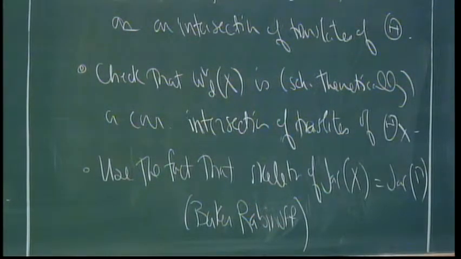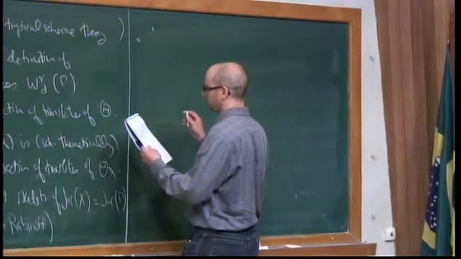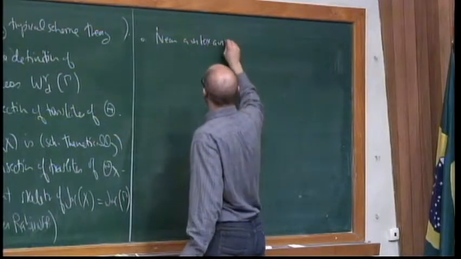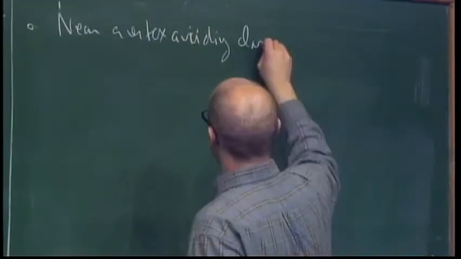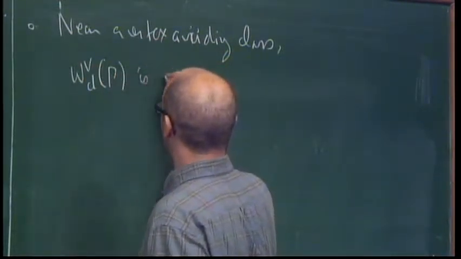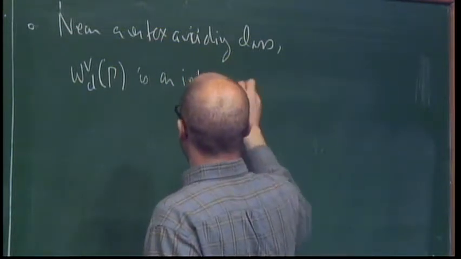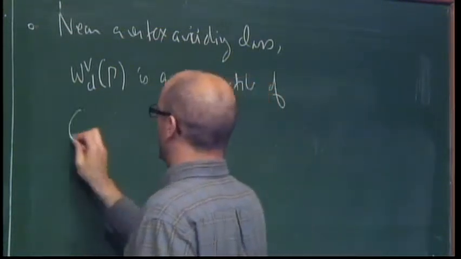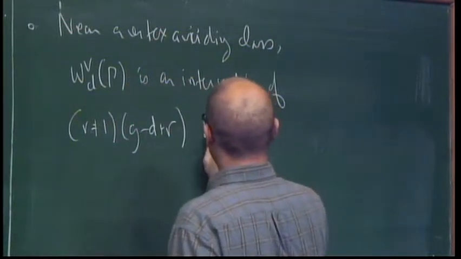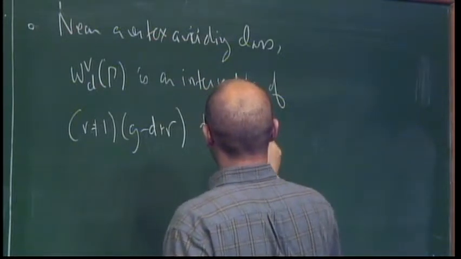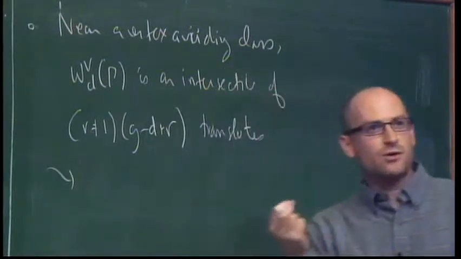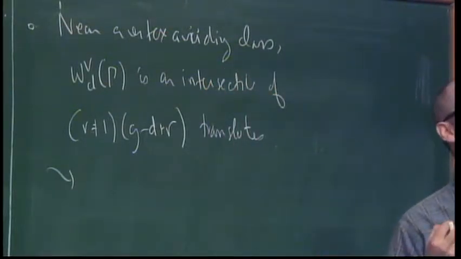So let me say that. Near a vertex avoiding class, WRD of gamma is an intersection of R plus 1 times G minus D plus R translates. And then we're locally in a complete intersection case where we can apply nice lifting theorems.